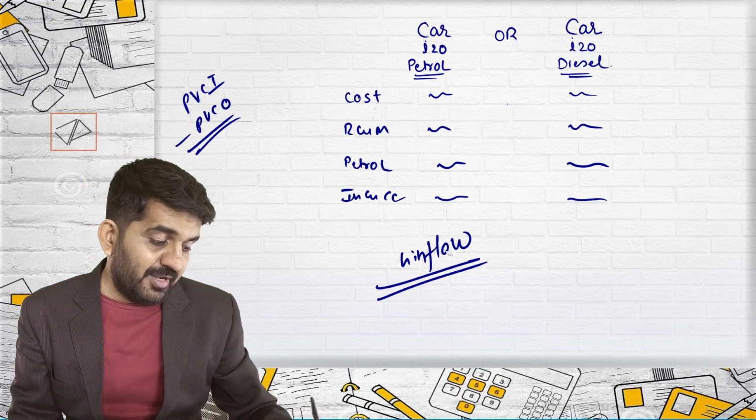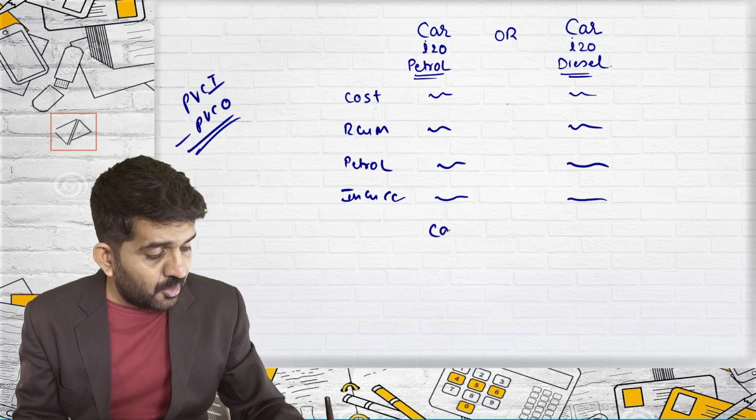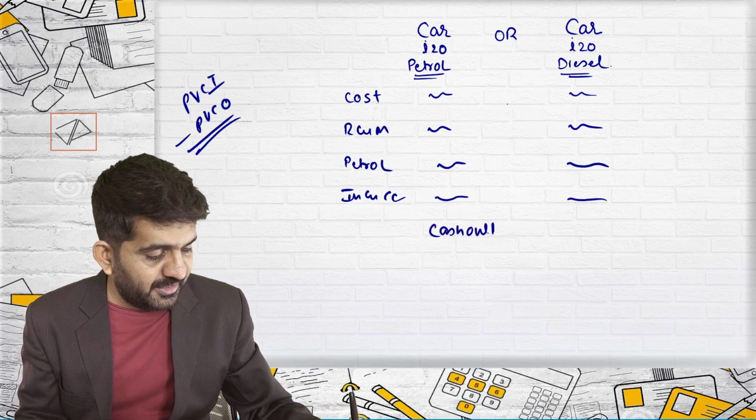Anyone who can help me out? How will I take a decision whether I will be purchasing a petrol car or diesel car? There are only cash outflows in both the cases.